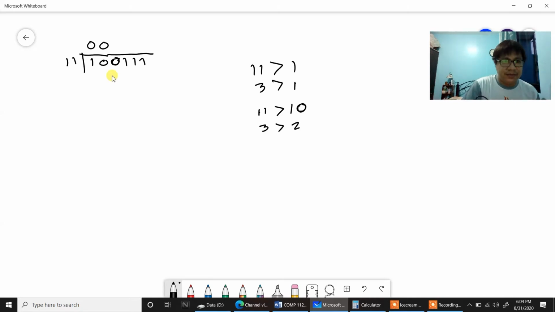Okay, now this string. Okay, 1, 1 is less than 1, 0, 0. Why? Because 1, 1 is 3 and 1, 0, 0 is 4. So this is 1, this is 2, this is 4. So since 1 and 2 have no value, only 4 has value, so therefore this is 4. So 3 is less than 4. So that means we will put 1 here.